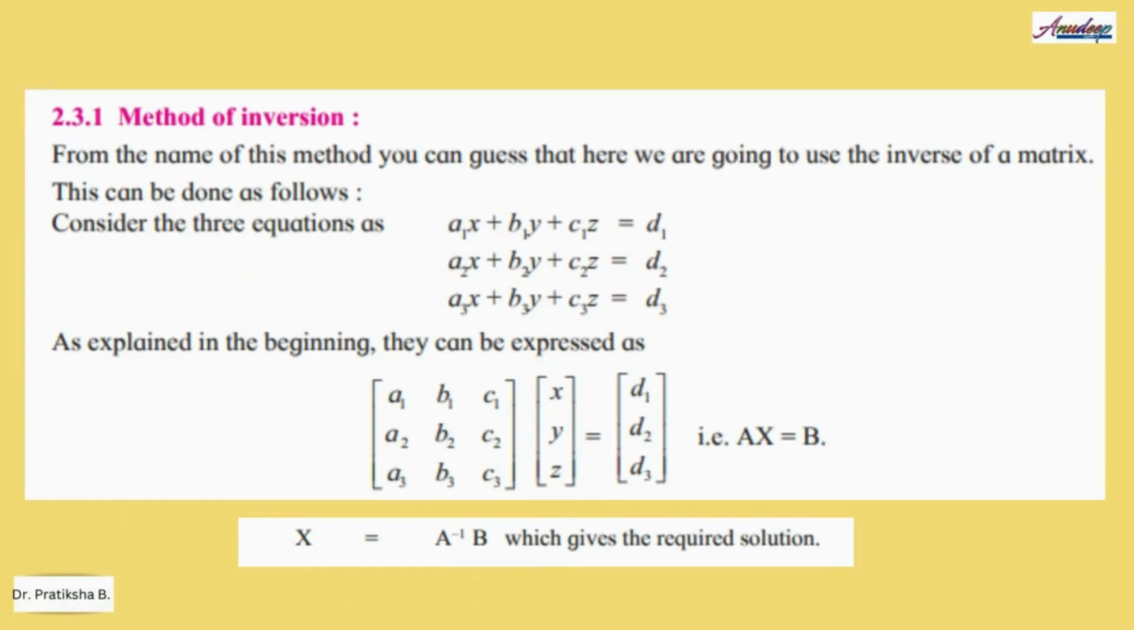Method of inversion. From the name of this method, you can guess that we are going to use the inverse of a matrix. You will be given three simultaneous equations. You need to write these equations in the form of a coefficient matrix, variable matrix and constant matrix, so that the equation can be represented in the form Ax = B. And then by using the formula x = A inverse B, we can get the required solution.